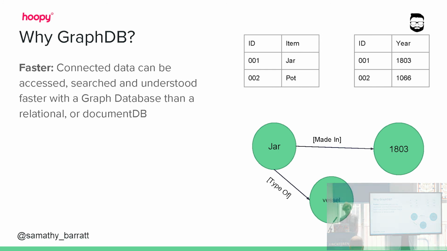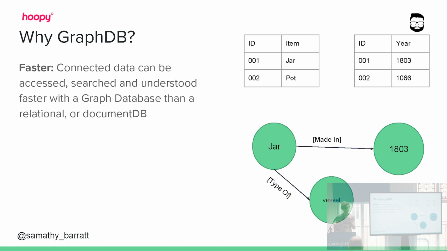So why a graph database? Graph databases are much faster for connected data, so we can utilize its full potential. So take the above two tables here. We have a table of items and a table of years. The table of items has got a jar and a pot in it. The table of years has got a couple of years in it. We know that because we're humans that those two things are probably connected in some way. However, this kind of data isn't described in our database at all.